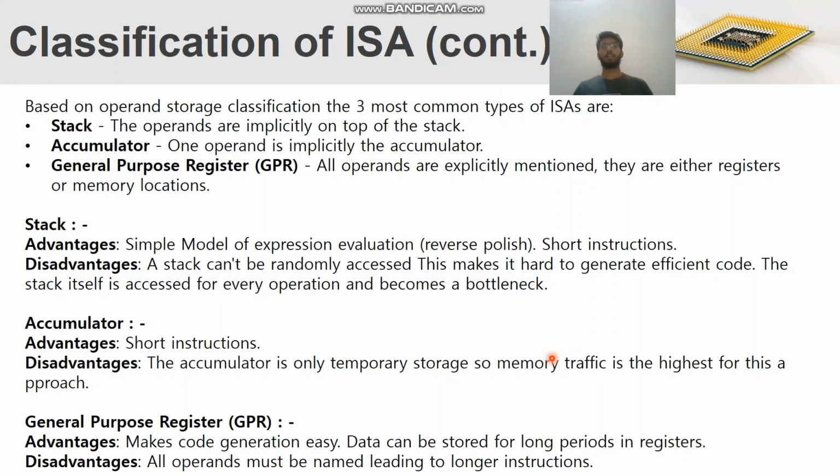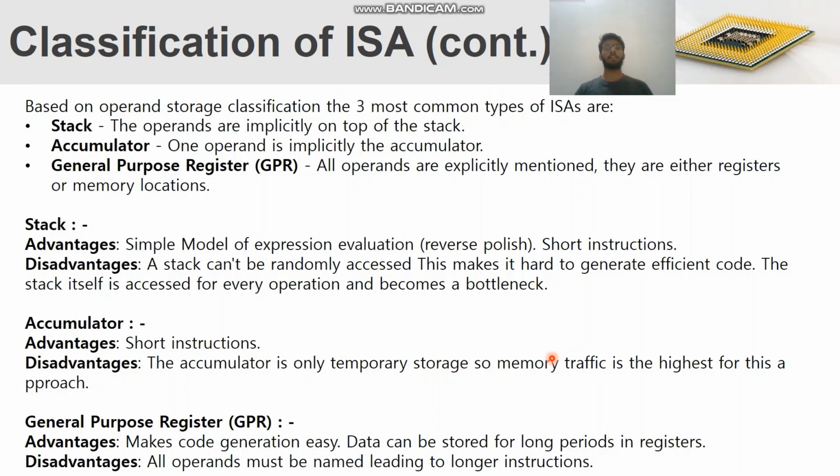In the stack architecture, the operands are implicitly on top of the stack. In accumulator architecture, the operand is implicitly the accumulator, and in general purpose register architecture, all operands are explicitly mentioned. They are either registers or memory locations. Each of these ISAs has both advantages and disadvantages.